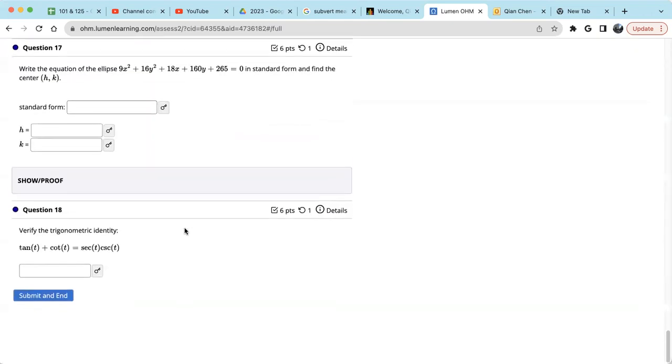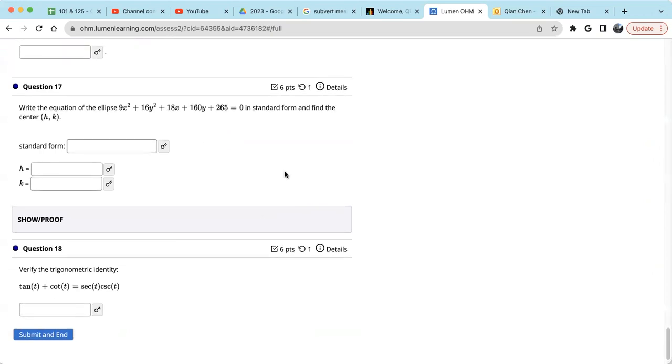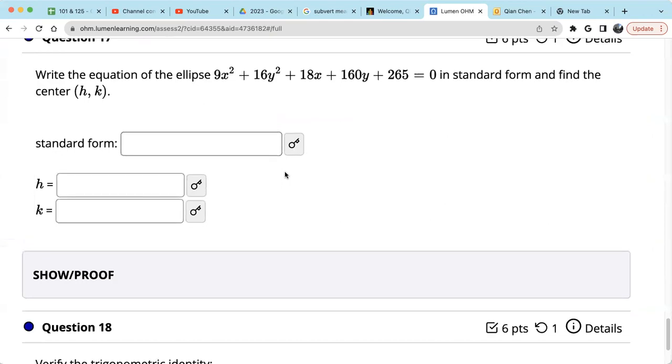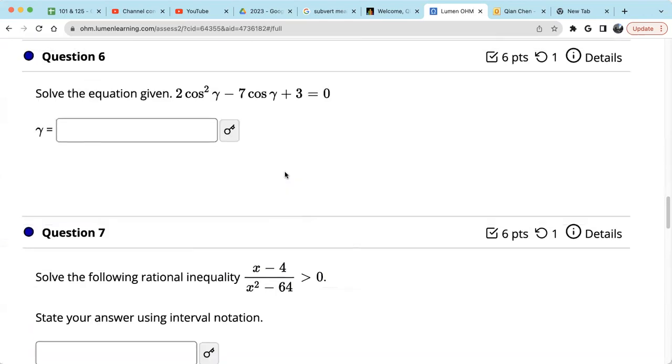Let's see how many questions in total. 18 questions in total, but I'm not quite sure if your exam will be exactly the same number. It's about in this range.